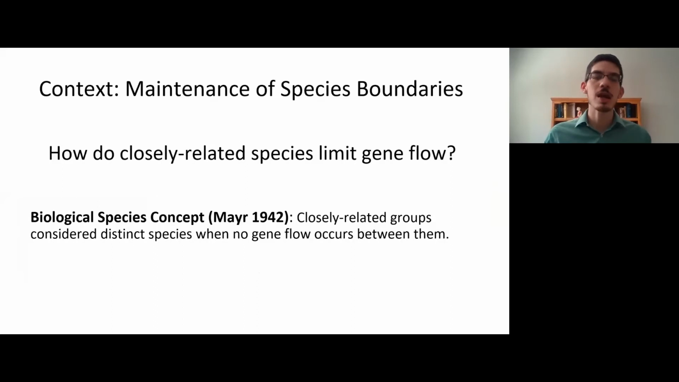So at the heart of what I'm studying is the maintenance of species boundaries. That is, how do two closely related species limit gene flow between them? Species boundaries are so important to our understanding of evolution that the biological species concept actually defines species as closely related groups that no longer have any gene flow occurring between them. Now, this gene flow is usually blocked by one or more reproductive barriers that work in concert.